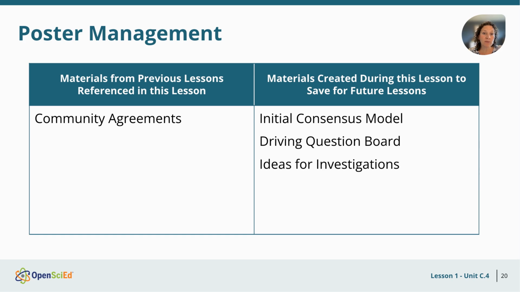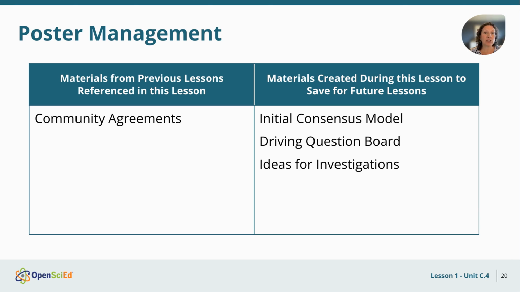For poster management, you'll need the community agreements that you created way back in Unit 1. You'll be creating an initial consensus model, a driving question board, and ideas for investigation, all of which you need to save for future reference in the next lessons. Since this is Unit 4, you probably already have developed a system for dealing with all of these initial anchoring phenomena posters.